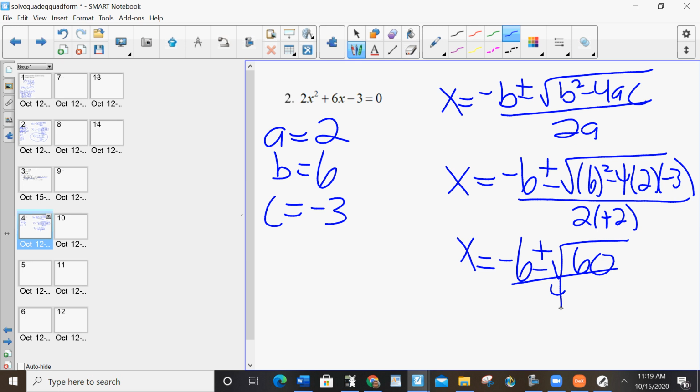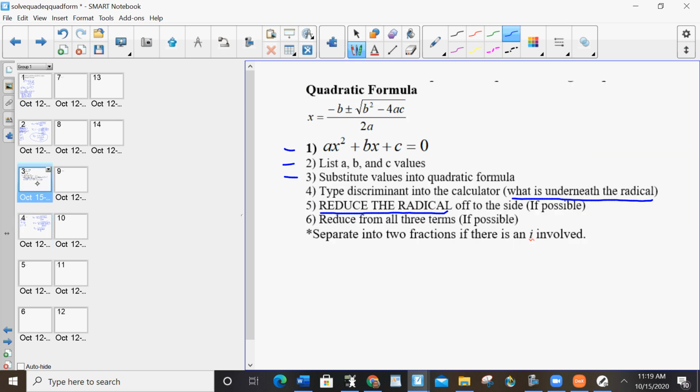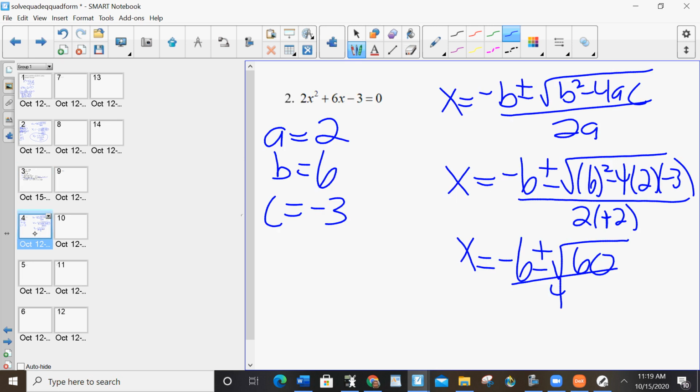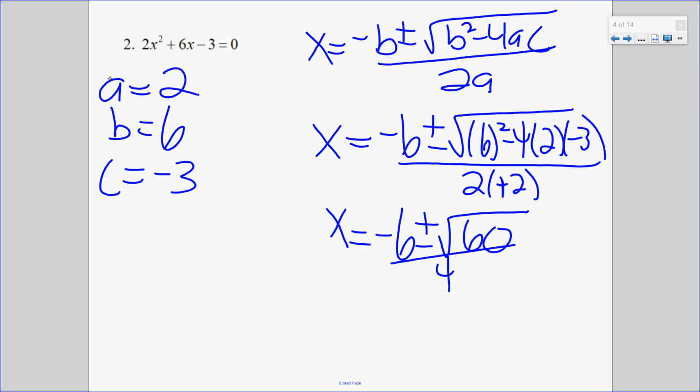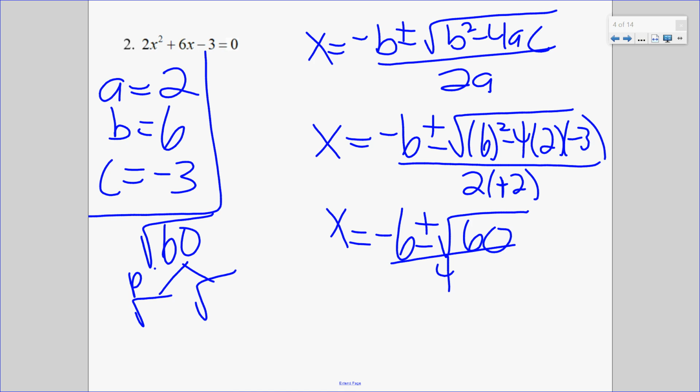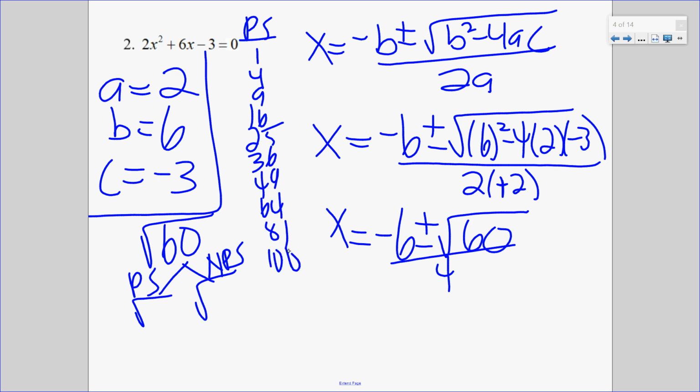Now this is where I stopped in the last problem, but my next step is to reduce the radical off to the side if possible. So I can reduce rad 60. That's what we did at the beginning of this unit. I want to break it down into perfect squares and non-perfect squares. It's very helpful if you have your perfect squares written out. I don't really leave a good place for them, so I'll kind of just force them in here. 1, 4, 9, 16, 25, 36, 49, 64, 81, 100.